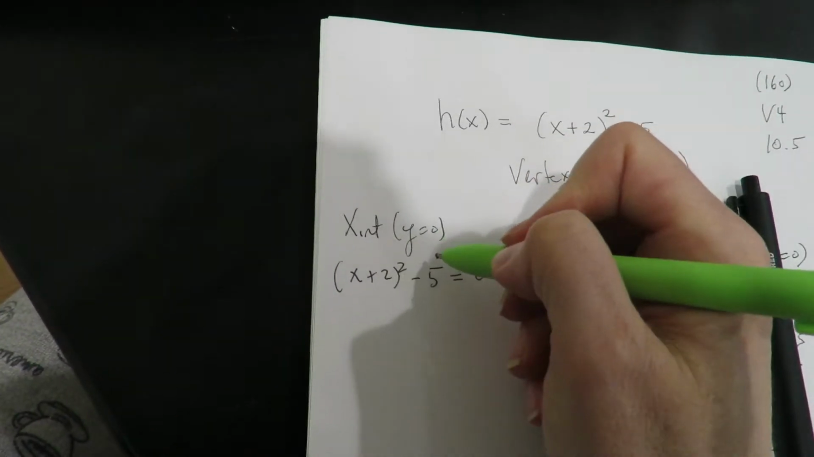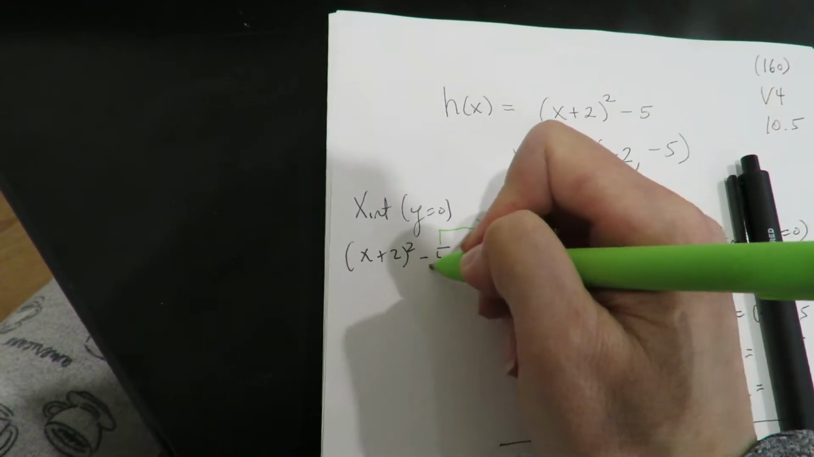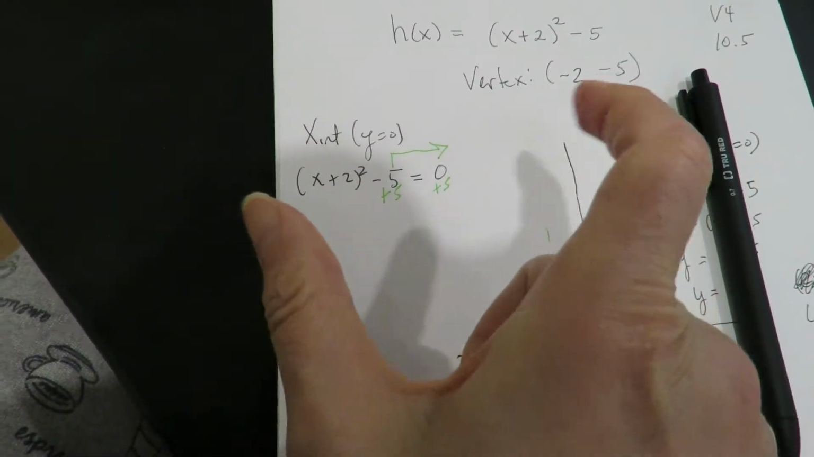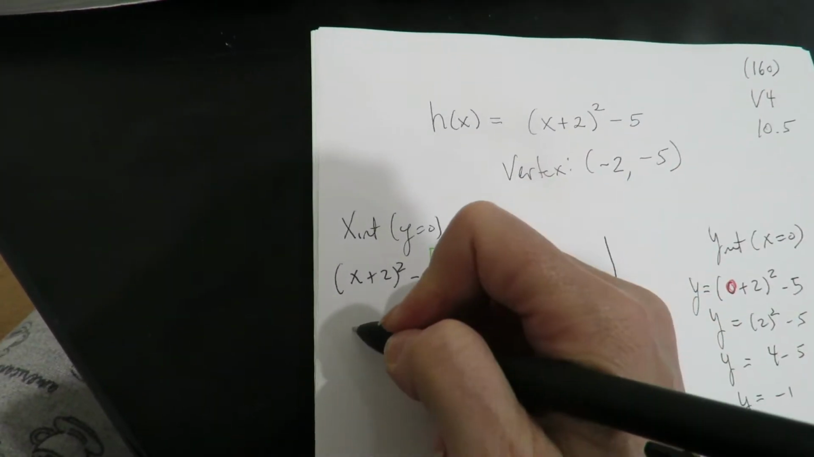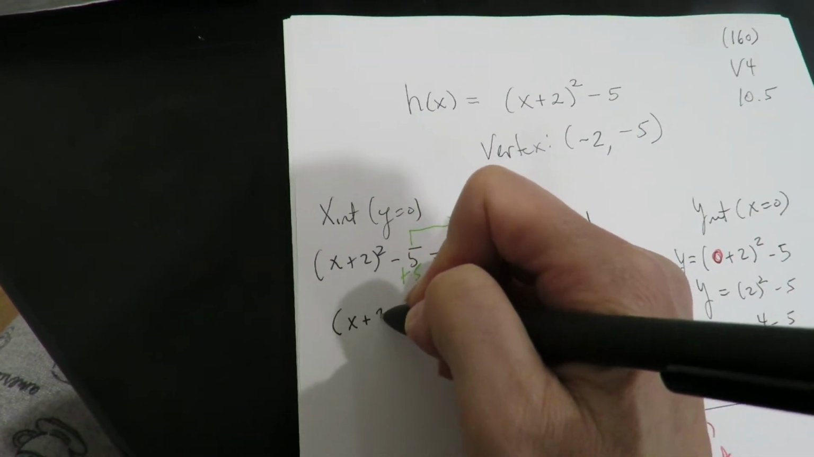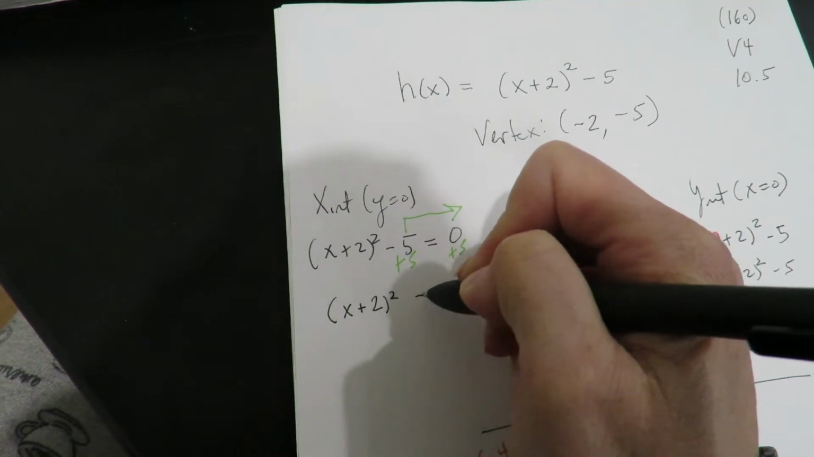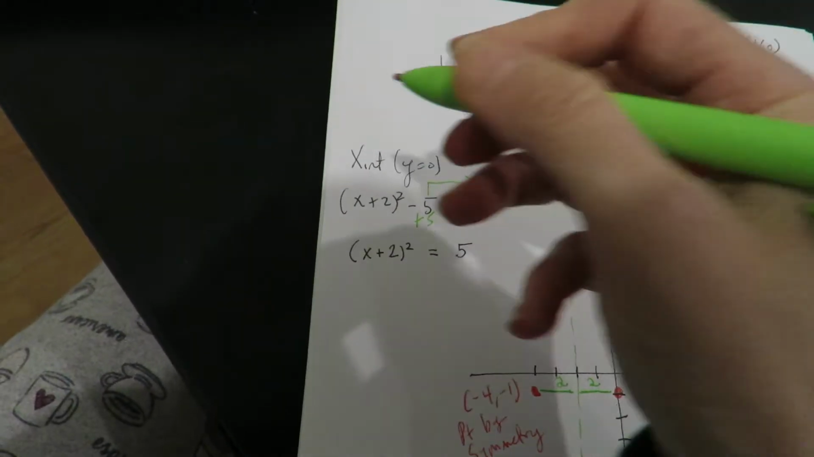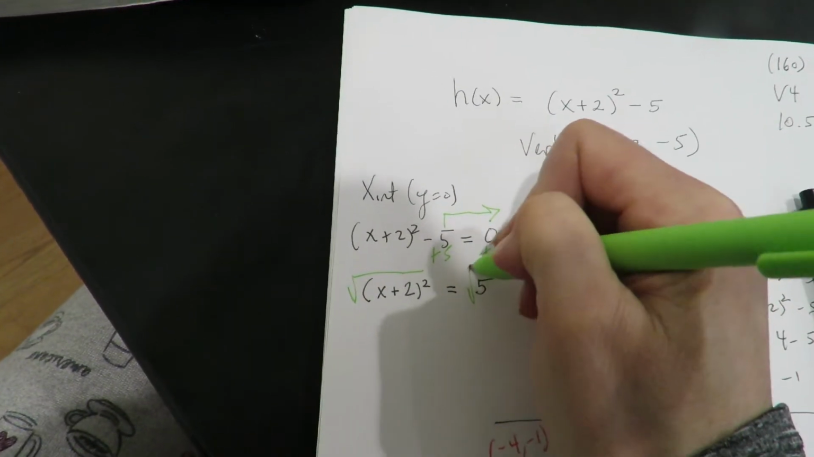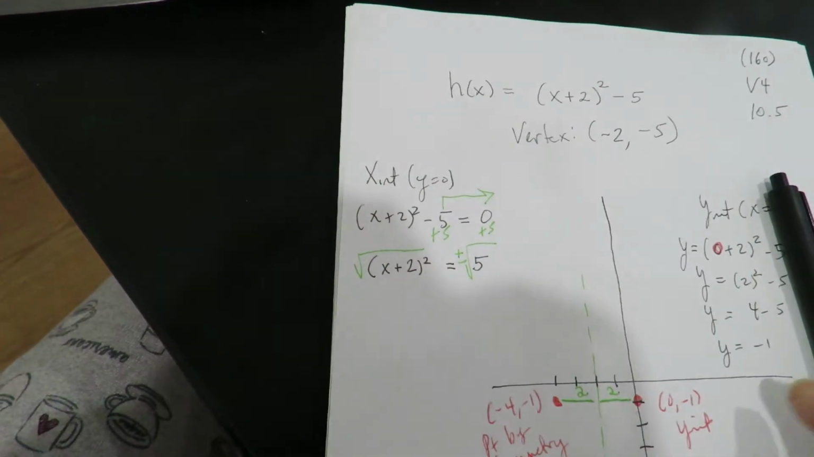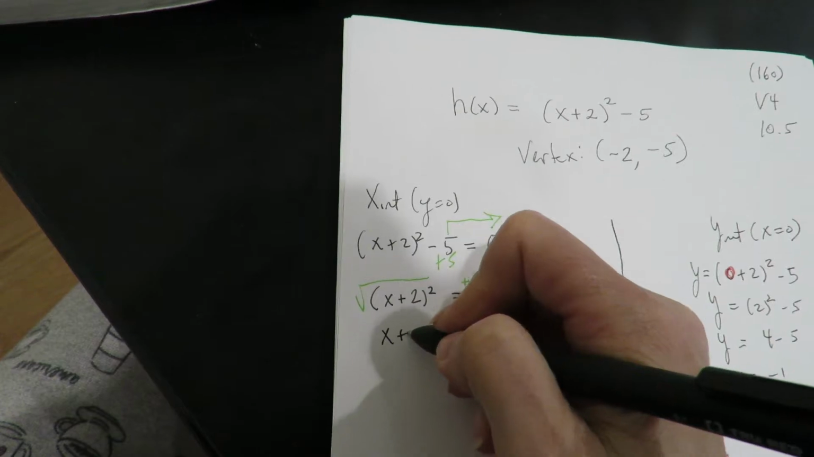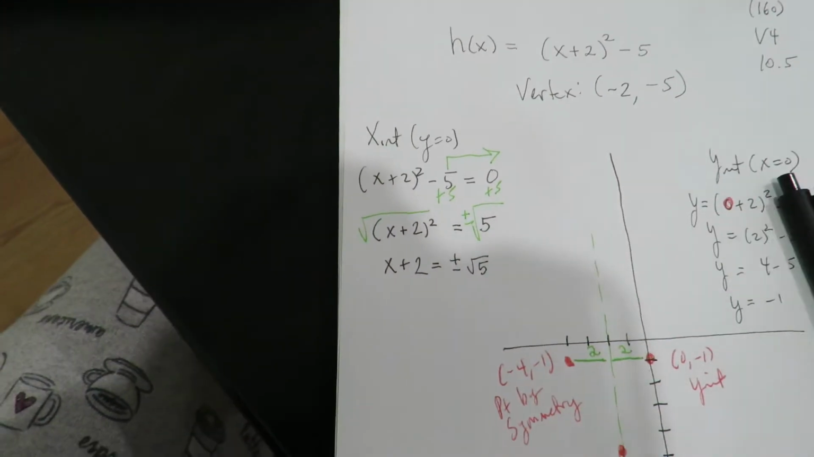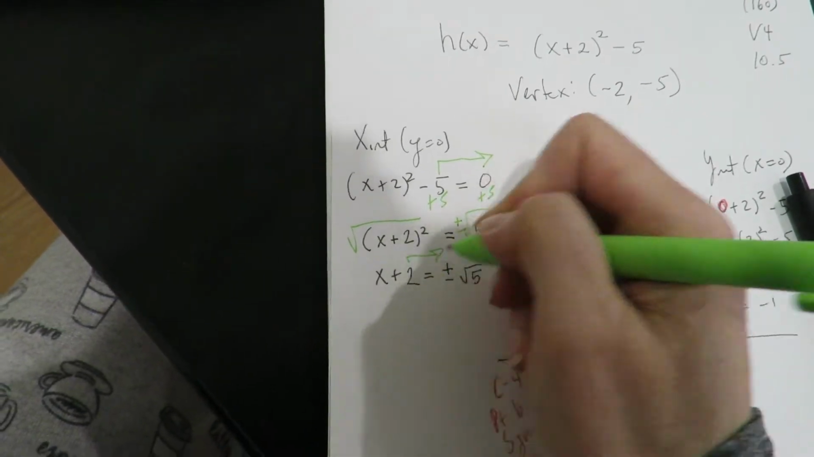So the square root method is where you get the constant on one side and the squared term on the other. You want to separate the squared term and the constant. Alright, now I'm going to take the square root of both sides, put my plus or minus. Now I'm going to move the 2 to the other side.